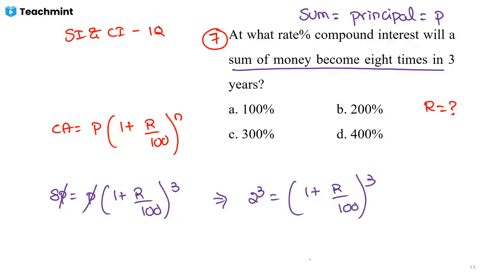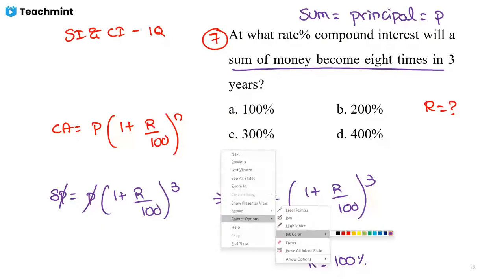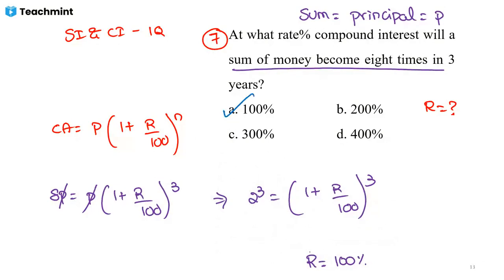You can say r equals 10%, 100%, sorry. Rate of interest is 100% while solving this question. Right? Option A is correct. You just observe the R value, 100 here.